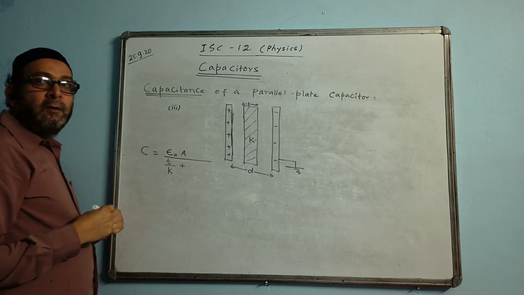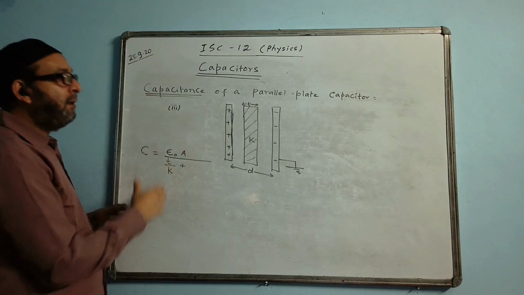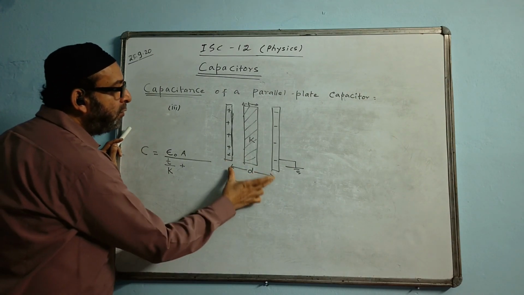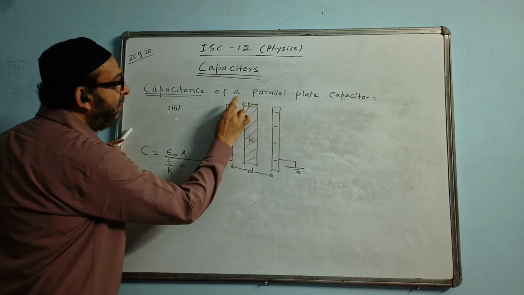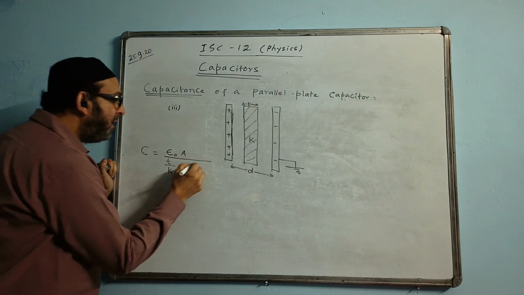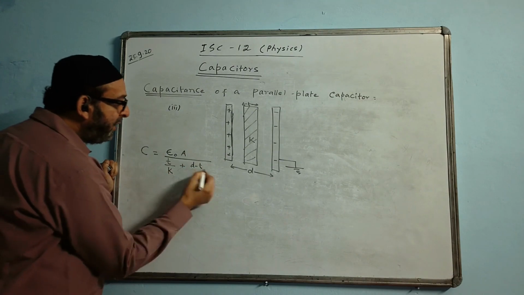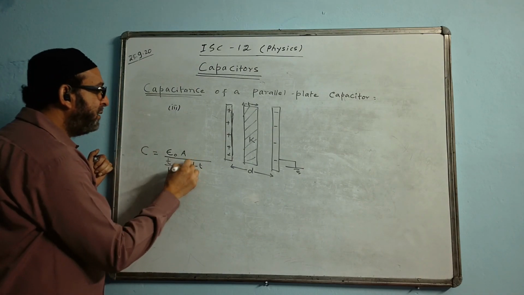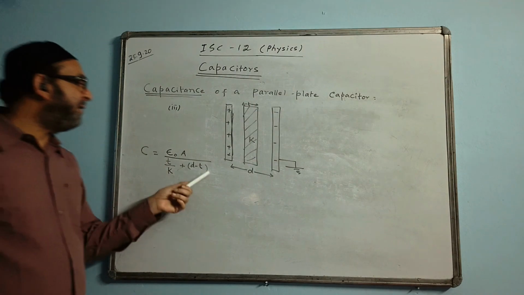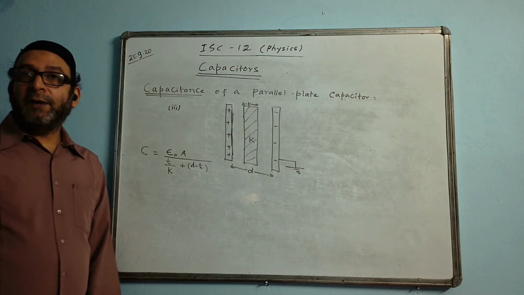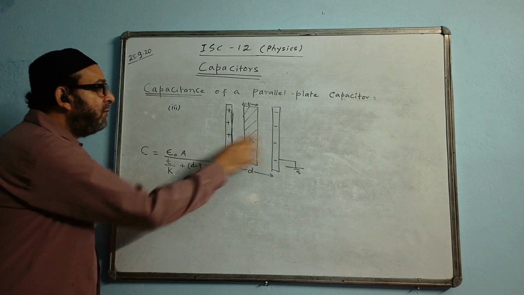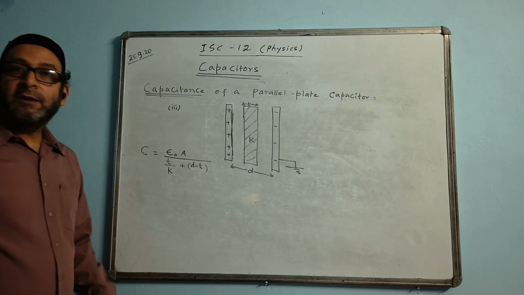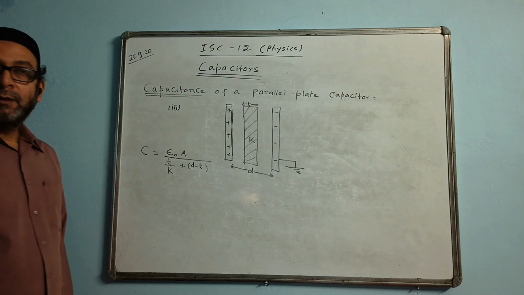plus the thickness of the space which is empty, which is not filled with anything, that means it is filled with air. What is the thickness of the air part? Total distance is D, so D minus T is the thickness of the leftover part. Here I write D minus T, divided by 1, because the dielectric constant of air is 1. So that is the change in the formula now. That way you modify the formula.